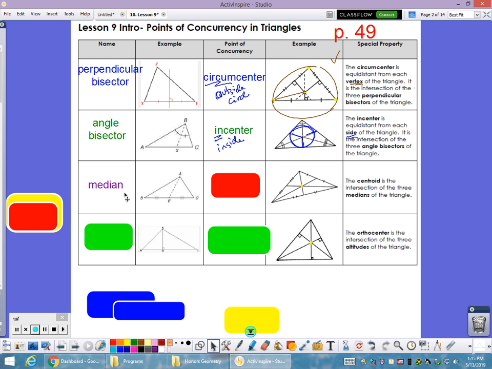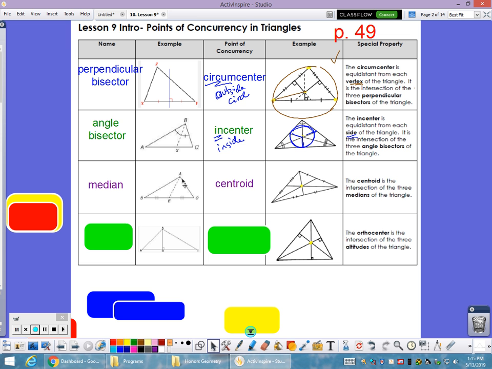When we do a median, we're slicing the side in half. Notice it's different than a perpendicular bisector. Here we bisected, but notice this is perpendicular. It's not going to the vertex. Whereas here, it sliced the side in half, but it goes up to the vertex.